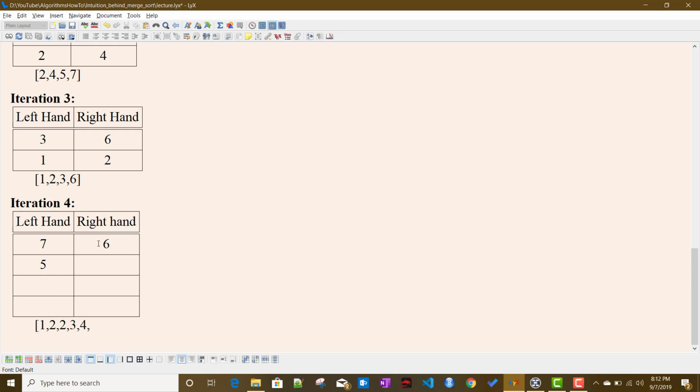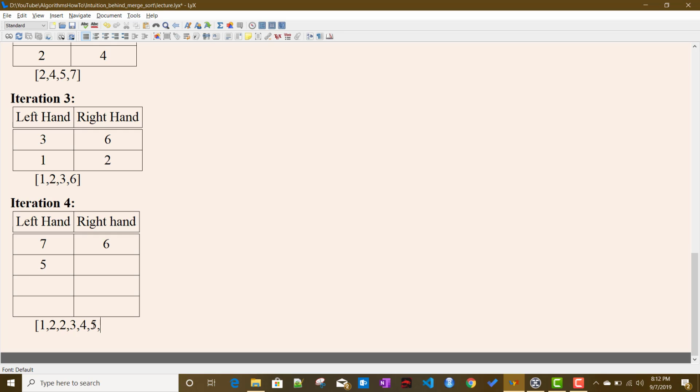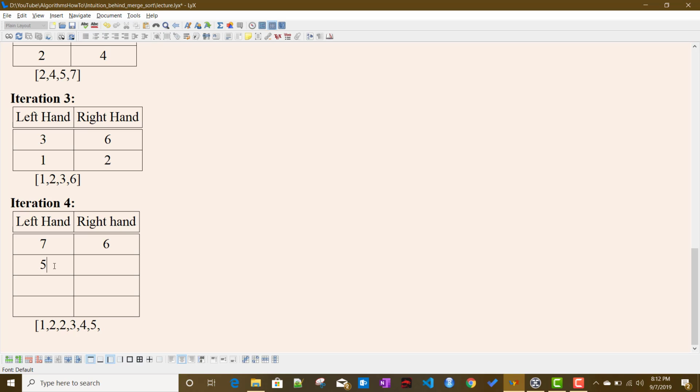Now in our right hand we still have 6. In our left hand we will pick 5 now. Which one is smaller? 5 is smaller. I will write 5 over here. Okay, I will delete it.